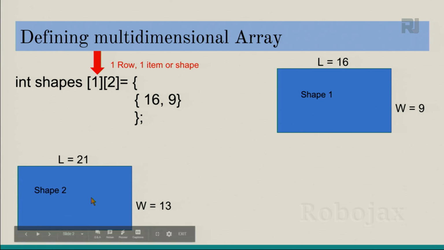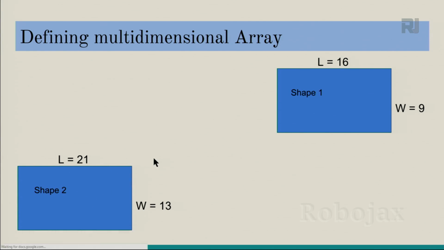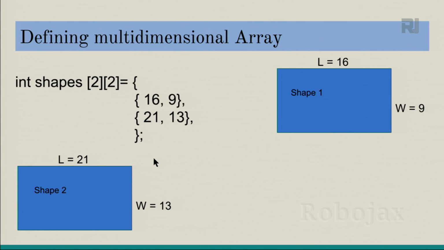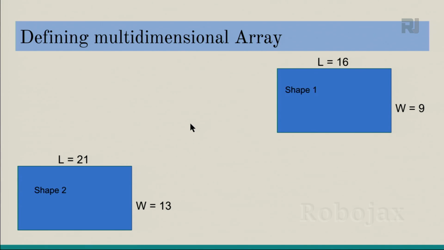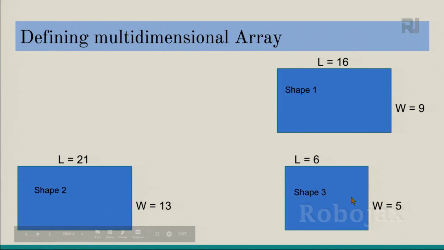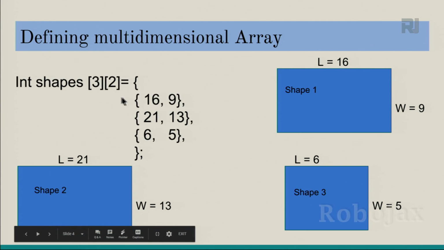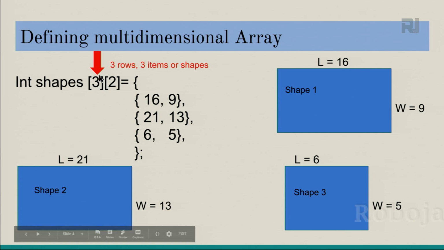And if we have two shapes, then we will have something like this. Now we have changed it to 2. So this 16:9 was referring to this, and this refers to 21 and 13 for shape 2. So this is 0, this is 1, and each has been separated with a comma. And if we have a third shape, which is 6 by 5, we will change that to 3.